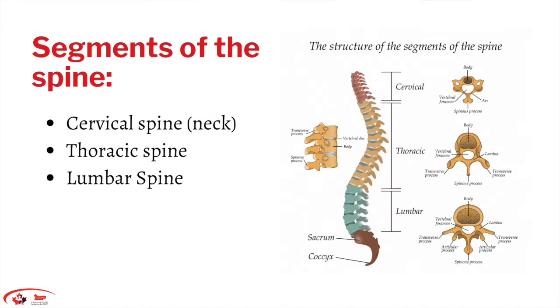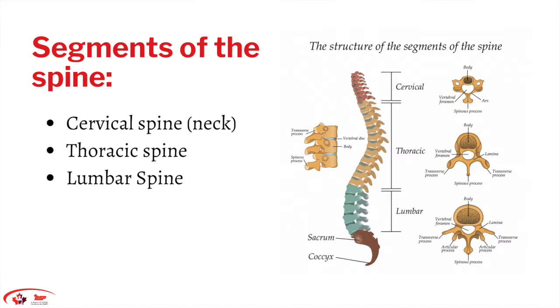So on this slide, you can see that the spine is made up of three segments. You've got the cervical spine, your neck, the thoracic spine, and the lumbar spine. If you look at the graphic there, you can see which ones are which. They're all color coordinated, and you may notice that the spine does have natural curves.